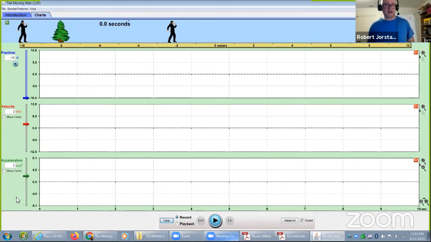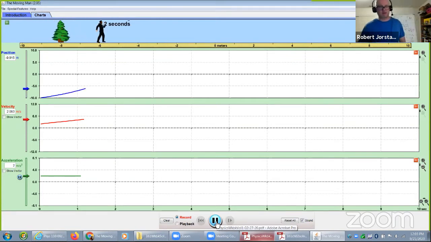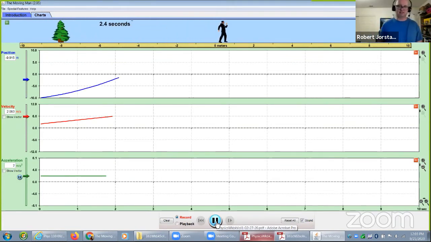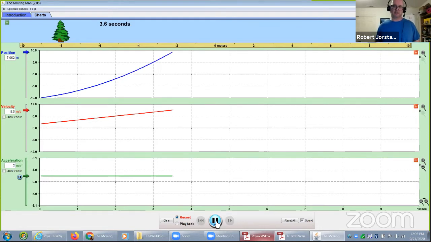All right. So now we have a negative initial position, a positive velocity, and a positive acceleration. You can kind of see it concave up now, right? So there's kind of some different cases you might imagine.